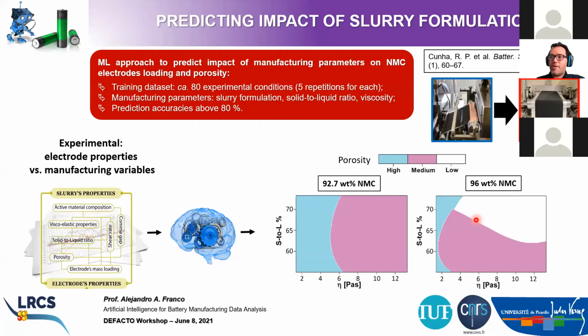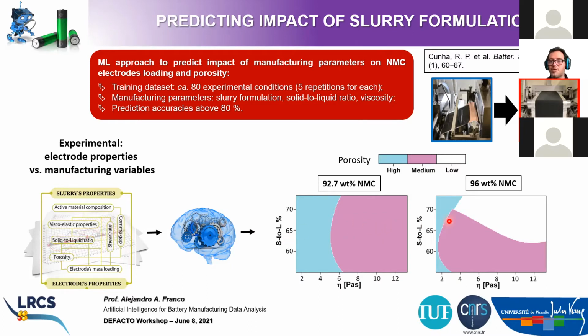Here you see an example of a machine learning model applied to these multidimensional data sets, in particular for the problem of slurry formulation, where you intend to predict the loading and the porosity of the electrode after you cast the slurry on the current collector and you dry the coating in the oven. And then you can collect experimental data, put it in a machine learning model, in this case a support vector machine model, and then you can come out with very nice graphical information that can be very useful for guiding the design of these electrode slurries.